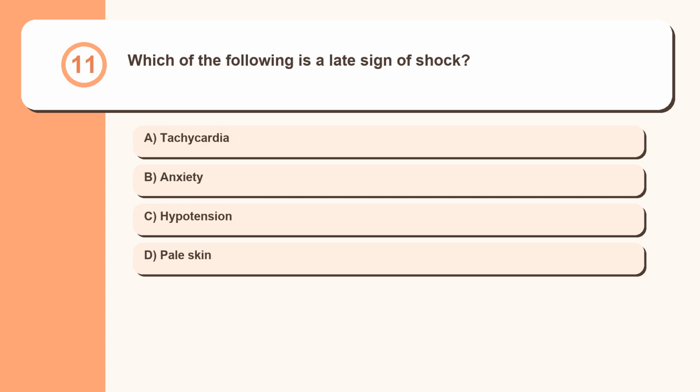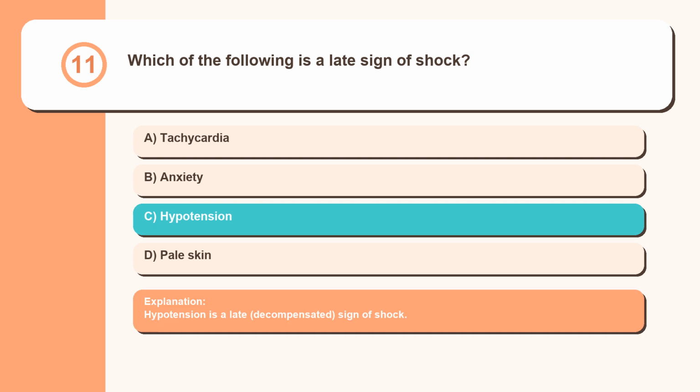Question 11. Which of the following is a late sign of shock? Tachycardia, anxiety, hypotension, pale skin. Hypotension is a late, decompensated, sign of shock.